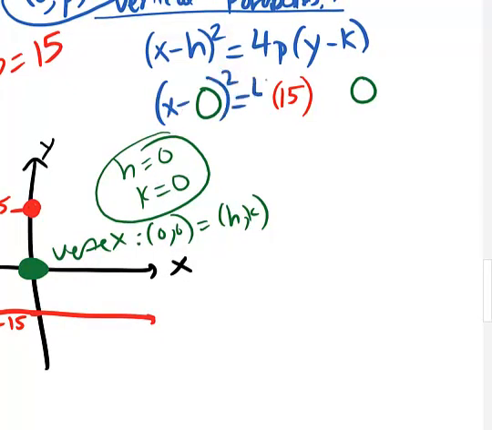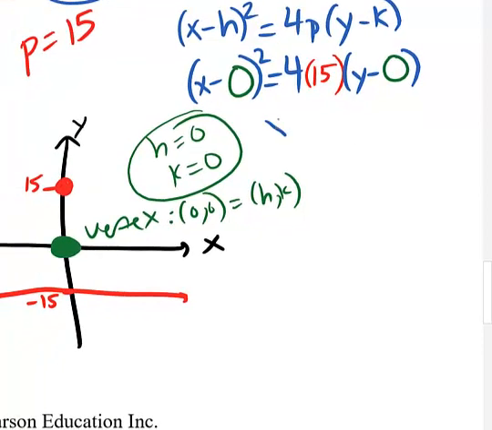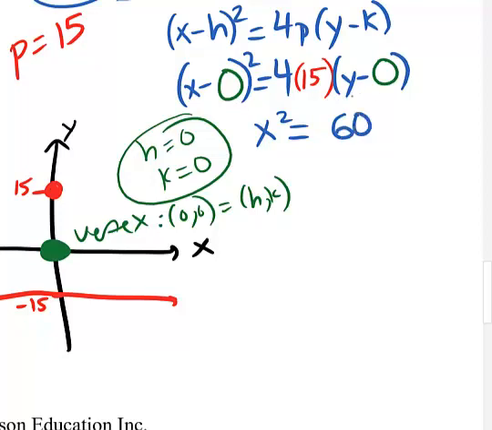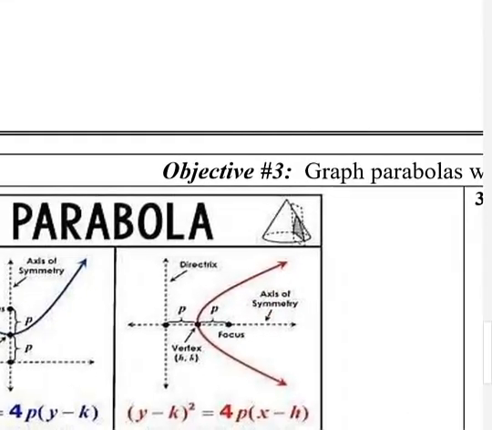x minus h squared equals 4 times p, y minus k. So okay, the left side just simplifies to x squared. The right side, 4 times 15 is 60, and then y minus 0 is just y. So that would be the equation we want in this particular problem. Looks good. Okay, now what?